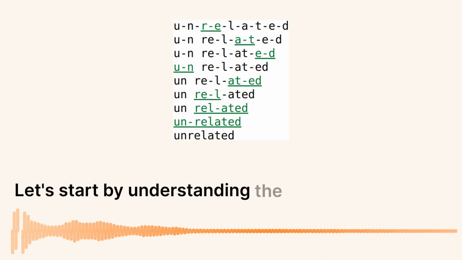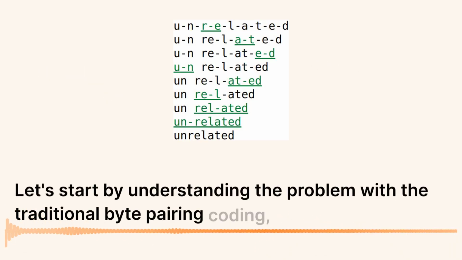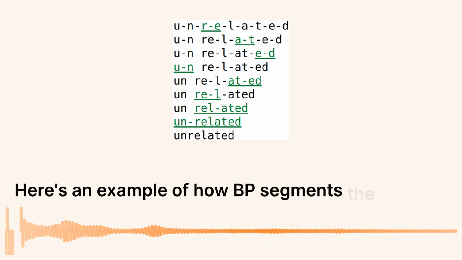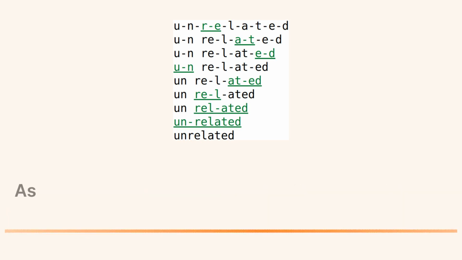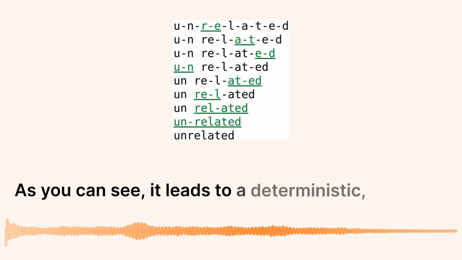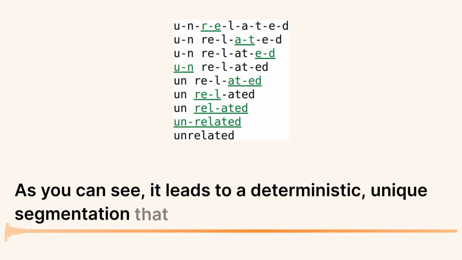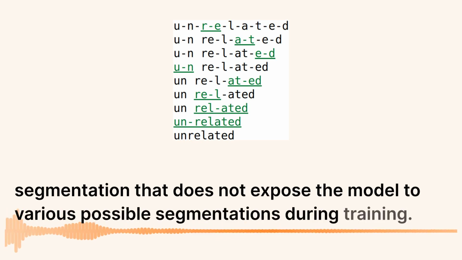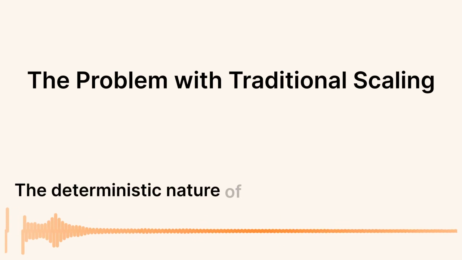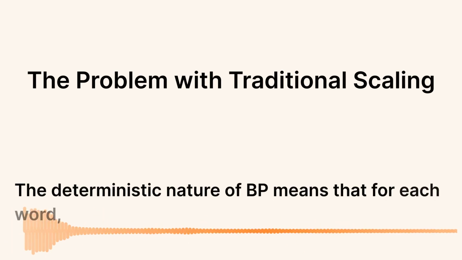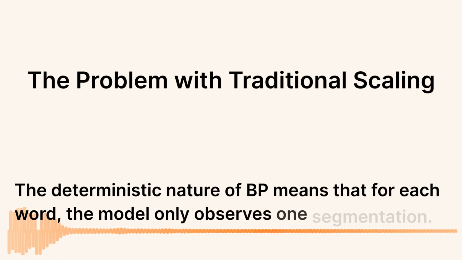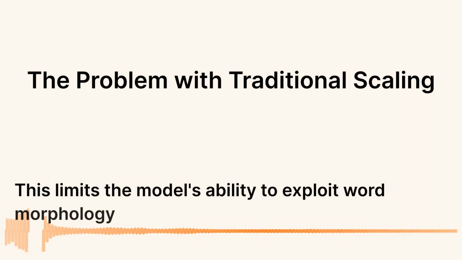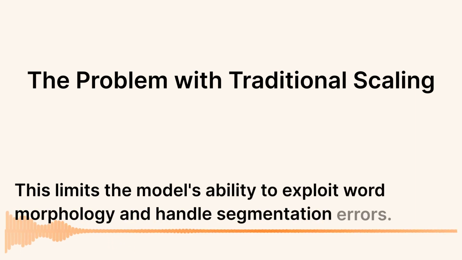Let's start by understanding the problem with the traditional byte pair encoding, or BPE. Here's an example of how BPE segments the word unrelated. As you can see, it leads to a deterministic, unique segmentation that does not expose the model to various possible segmentations during training. The deterministic nature of BPE means that for each word, the model only observes one segmentation. This limits the model's ability to exploit word morphology and handle segmentation errors.